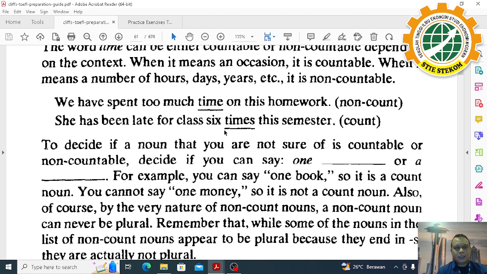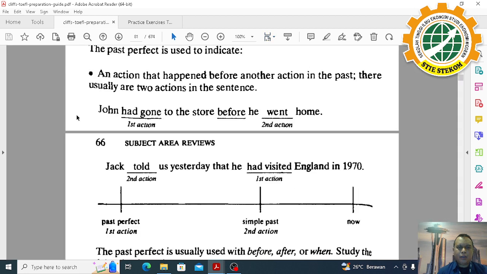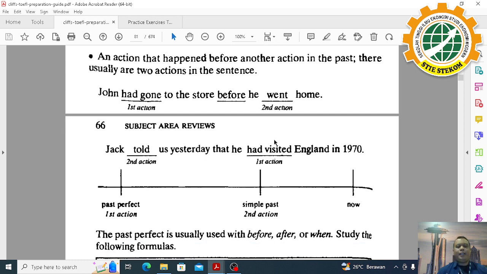There usually are two actions in the sentence. Yeah. John had gone to the store before he went home. Jadi keterangan untuk past perfect ini adalah kejadian di waktu lampau, tapi sebelum waktu lampau itu. Ya, bingung ya? Nah, seperti ini.